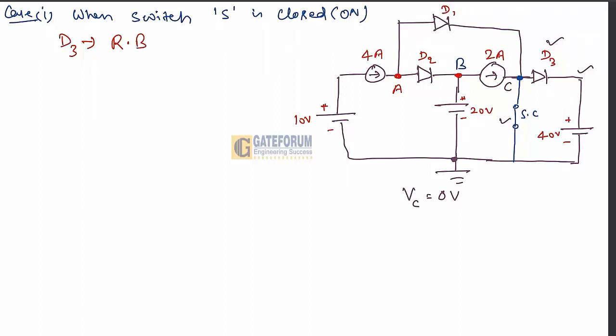So what are the possibilities now? D1 and D2 both will be on, both will be off, or one will be on and the other one off.